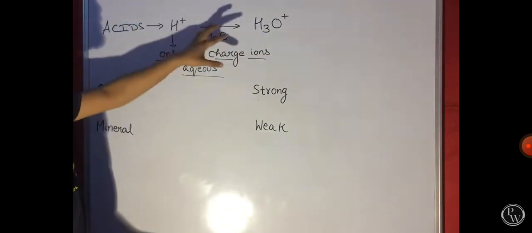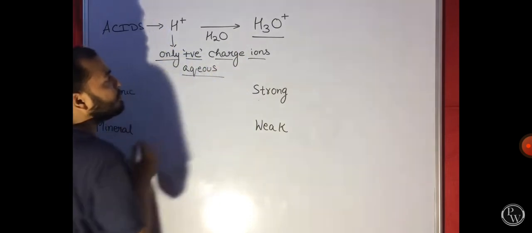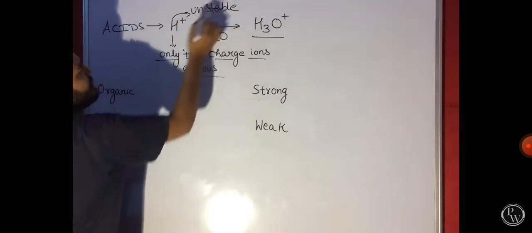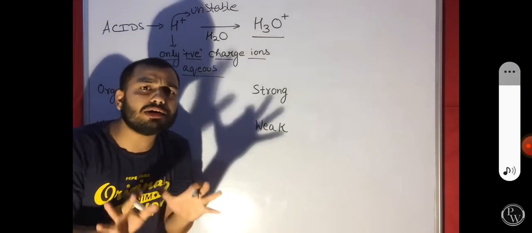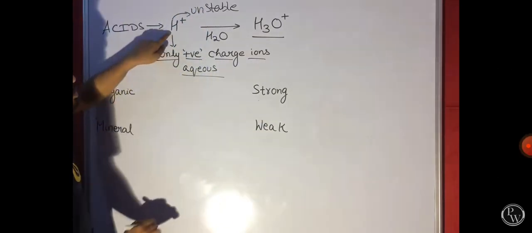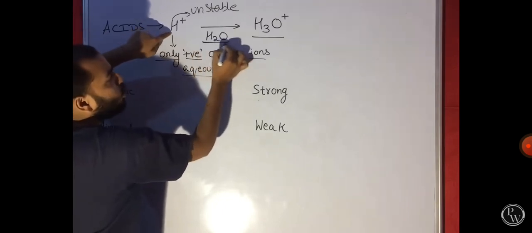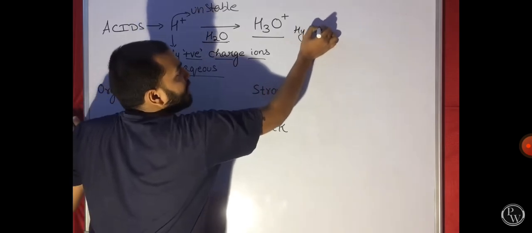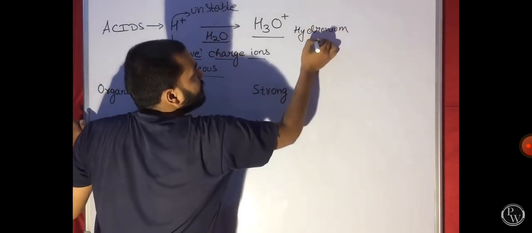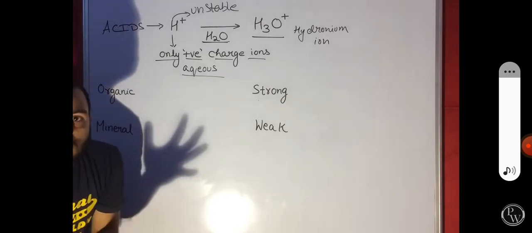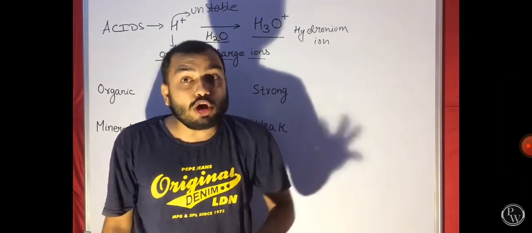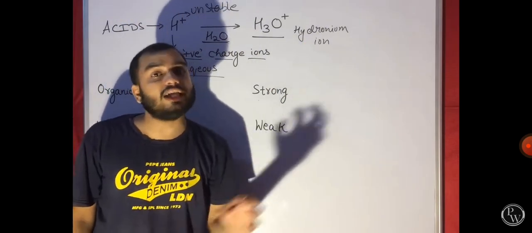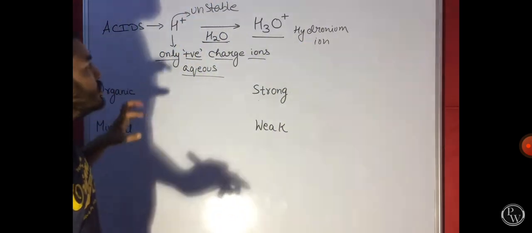So why is this ion formed? See, this H+ is very unstable. It cannot remain in the solution. So H+ goes and combines with H2O and forms H3O+, which is also called hydronium ion. So if I ask you whether acids give H+ or H3O+, you should say acid gives hydronium ion, that is H3O+, because H+ is not stable.